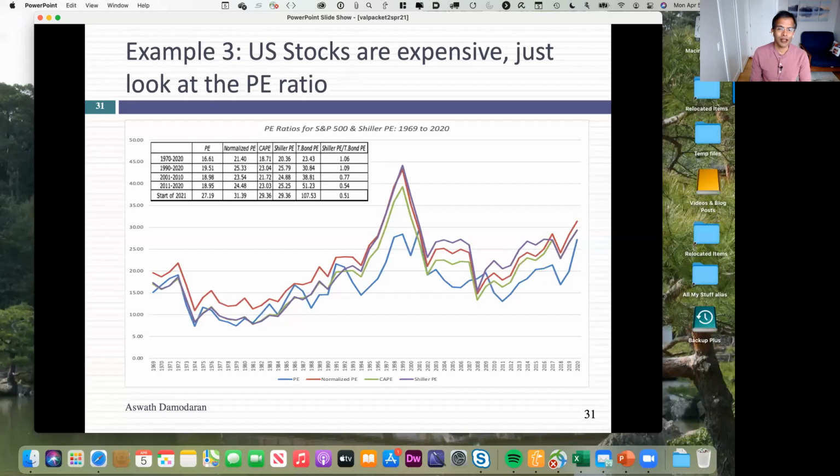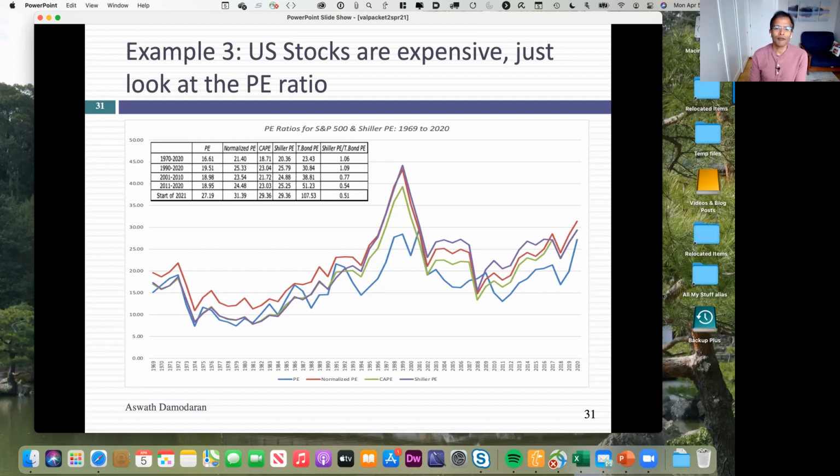Now, there's a reason I've always had an issue with this PE ratio based metric. If you don't invest in stocks, you've got to invest somewhere else, right? If you think about financial assets, if you're not investing in stocks, what do you invest in? You invest in T-bonds. Could I compute a PE ratio for a T-bond?